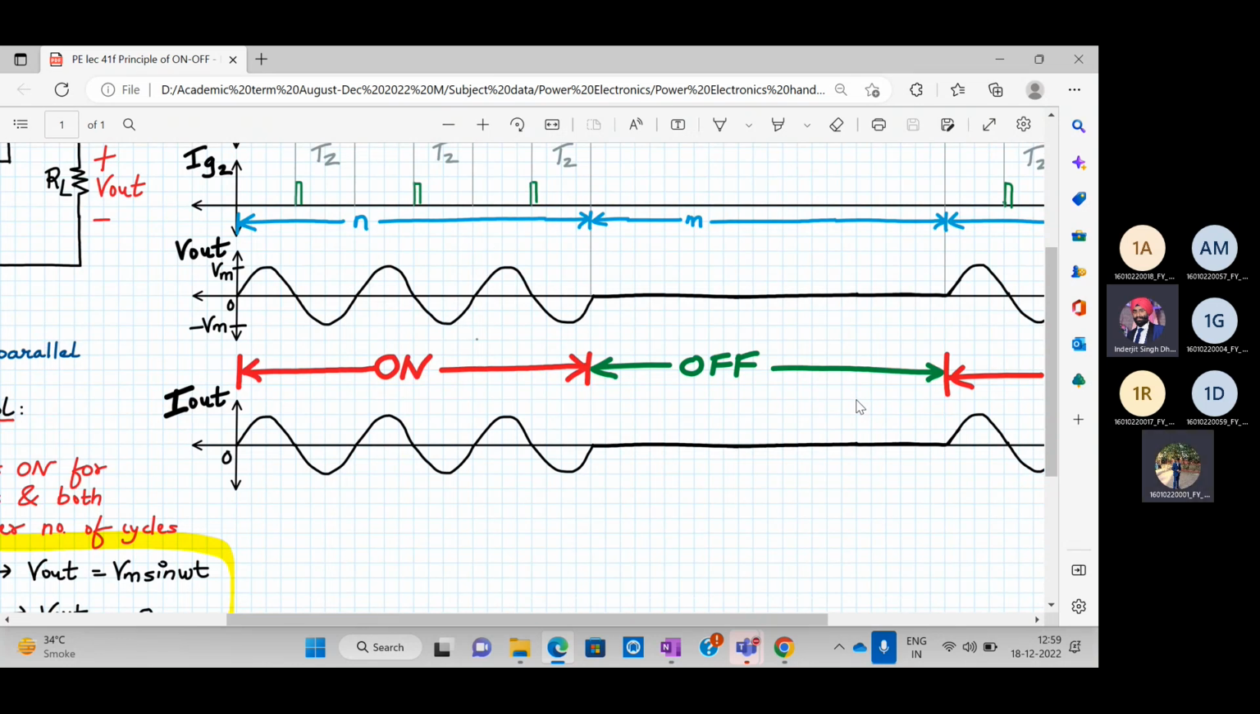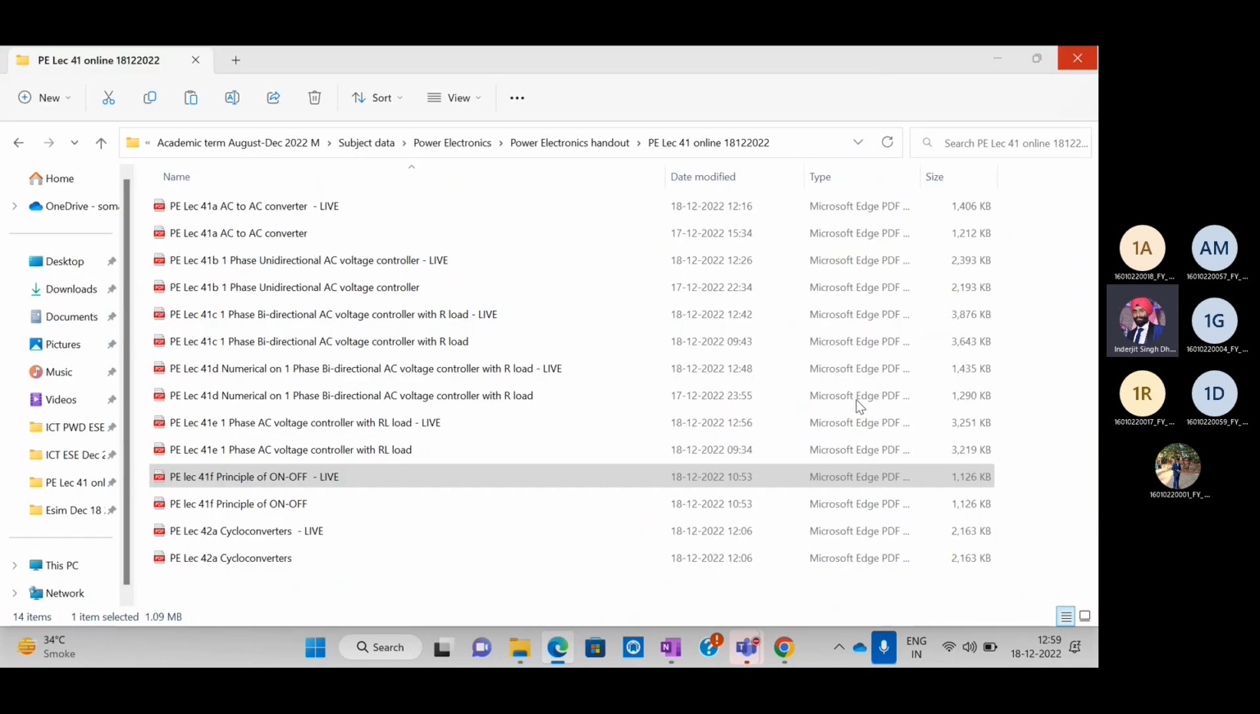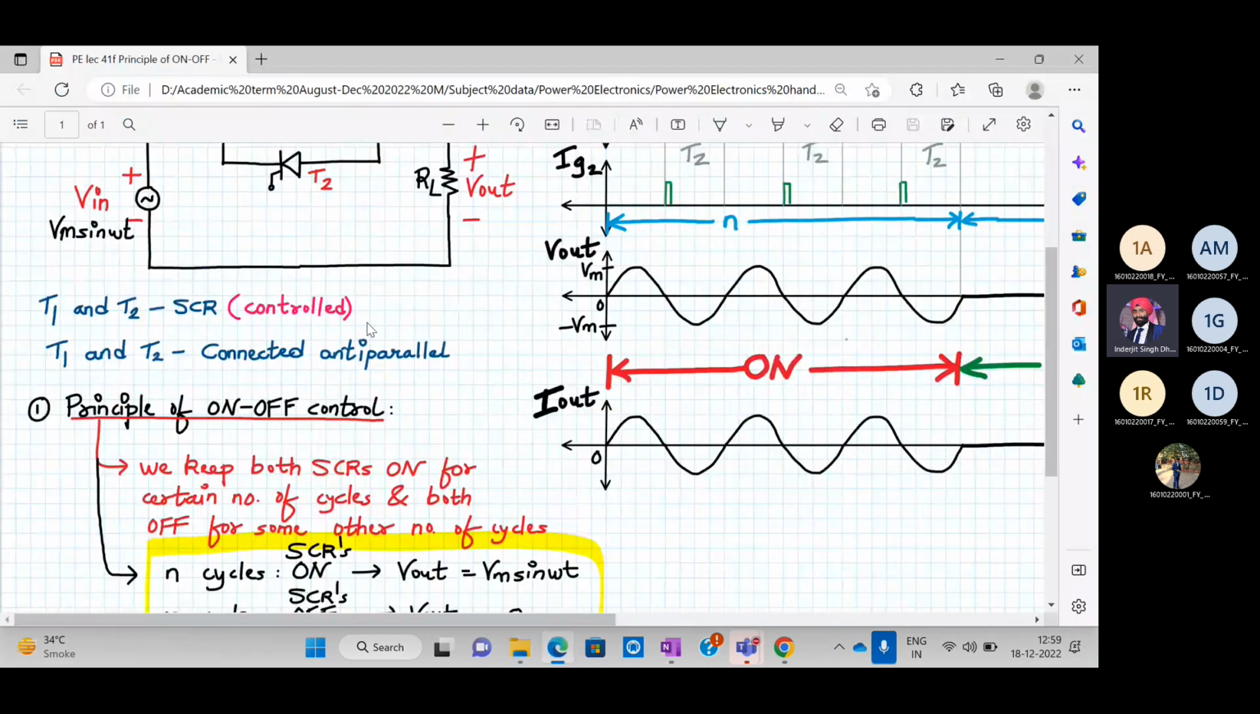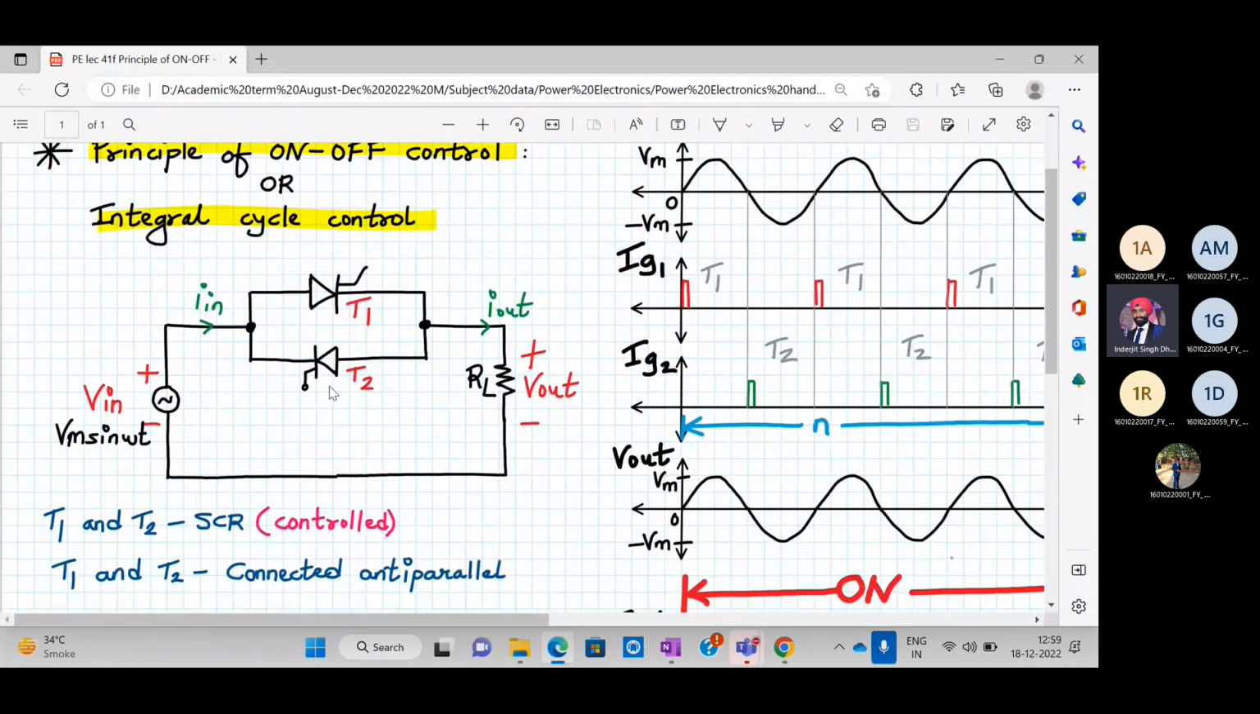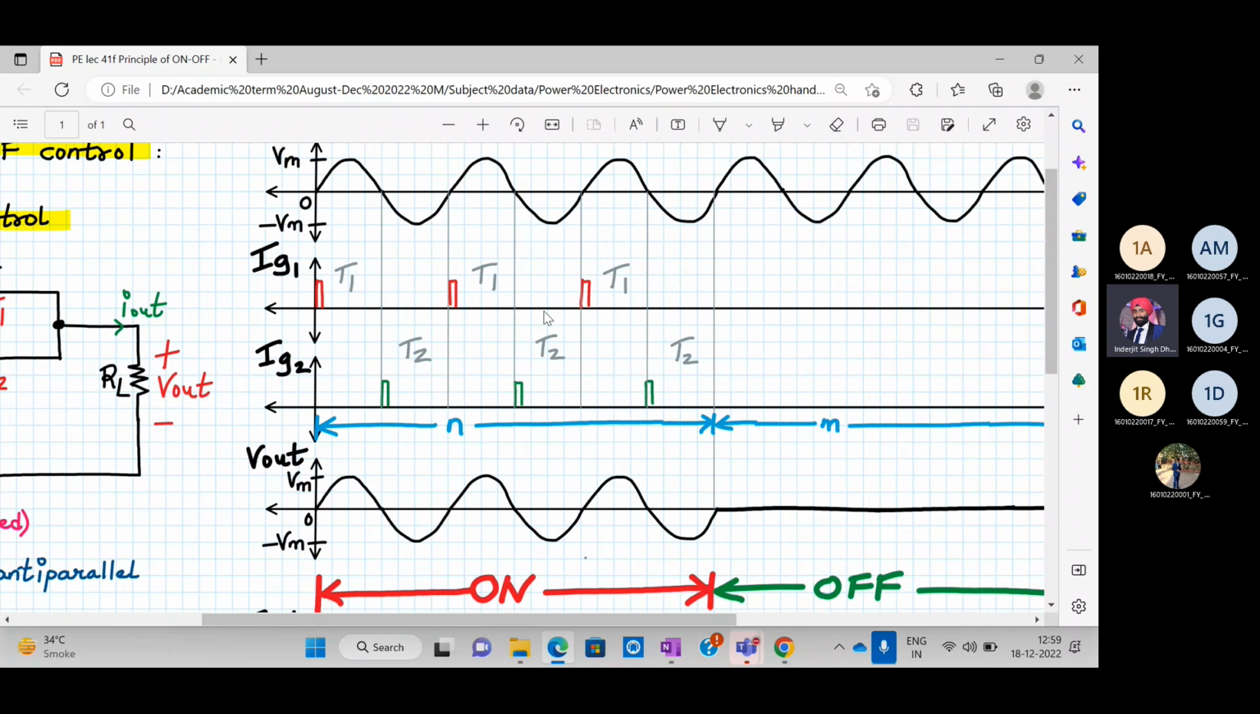Yes, sir. Sir, can you show the circuit once? It's the same circuit. It's just that you're controlling the firing angles. That's it. Okay, sir, understood. Yeah, you turn on and off during the particular period.